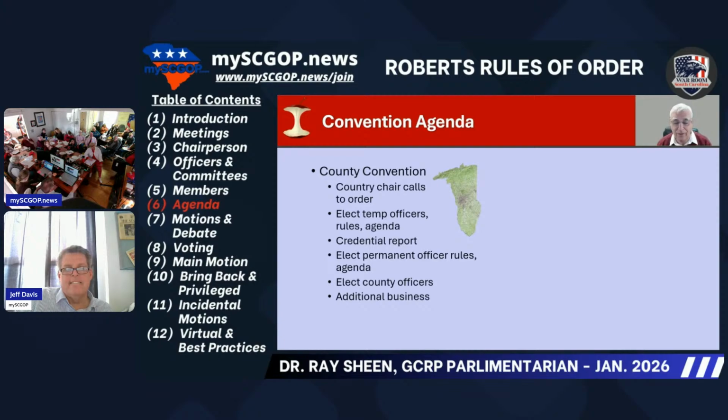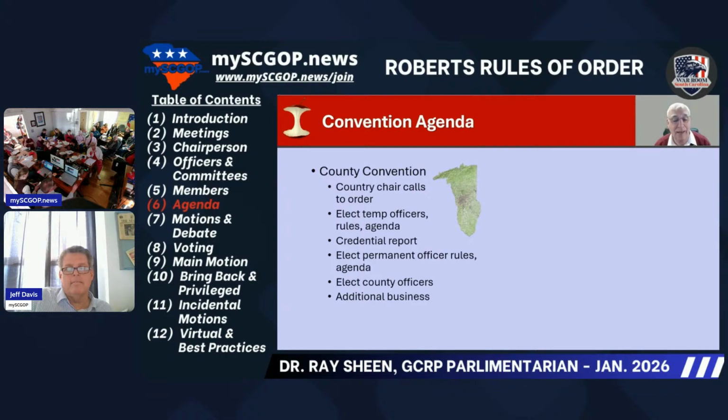The convention then waits for the credentialing committee to make its report on the number of delegates. Now a permanent convention president, convention secretary, and convention treasurer are elected. At this time, the convention rules and agenda can be revised since it's now clear who is a member of the convention. Next, the assembly elects the county chairperson, a vice chairman, and an executive committee person to represent the county at the state GOP executive committee meetings.